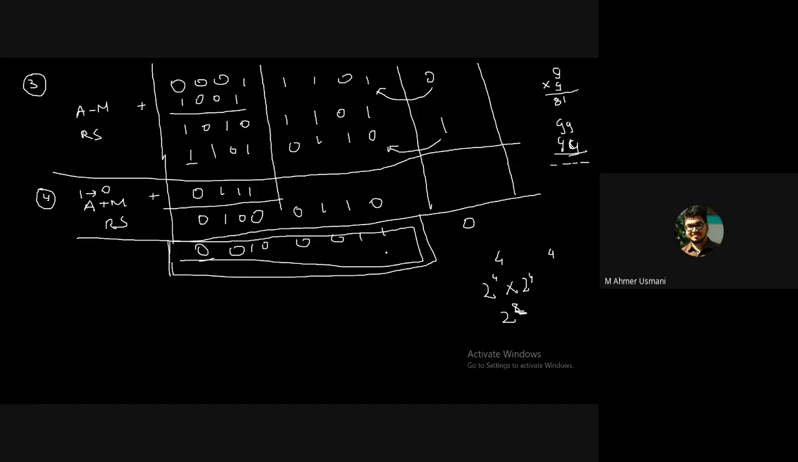So this is 1, this is 2, this is 4, this is 8, this is 16, this is 32. So what we get? 32 plus 2 plus 1. It is 35, which was the answer that we were supposed to get. Is it clear? Yes, sir.